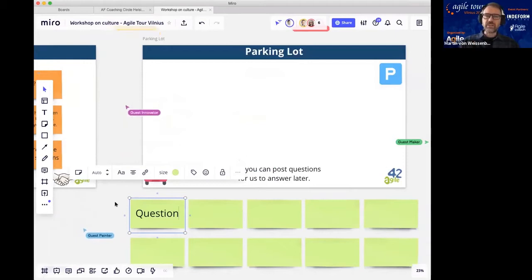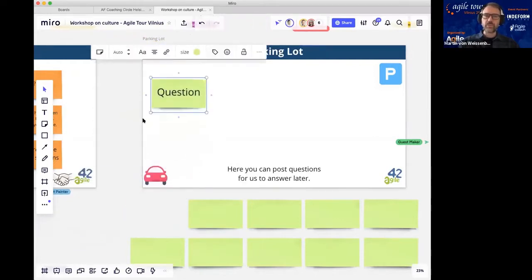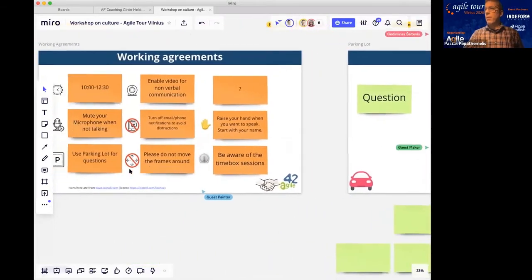There might be other questions where we are able to answer immediately, but if you don't feel that there's a good opening for asking that question, you can just write a sticky note and put it on the parking lot. Then we'll return to the parking lot towards the end of this session. Exactly. So just add your question there, and then we will have a look at it later.